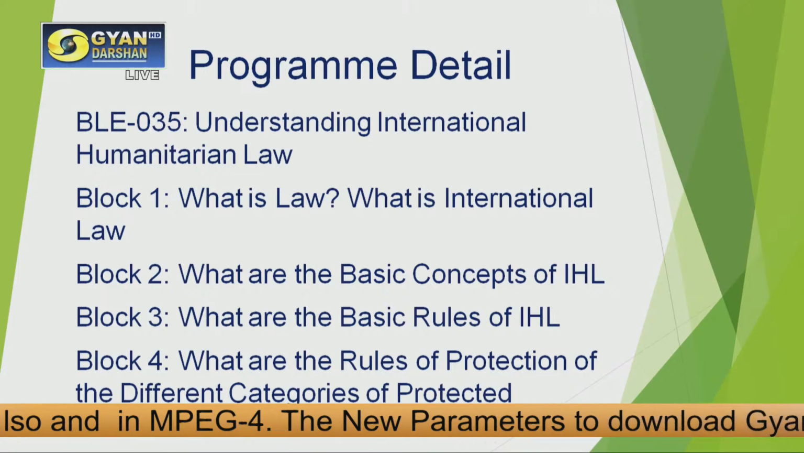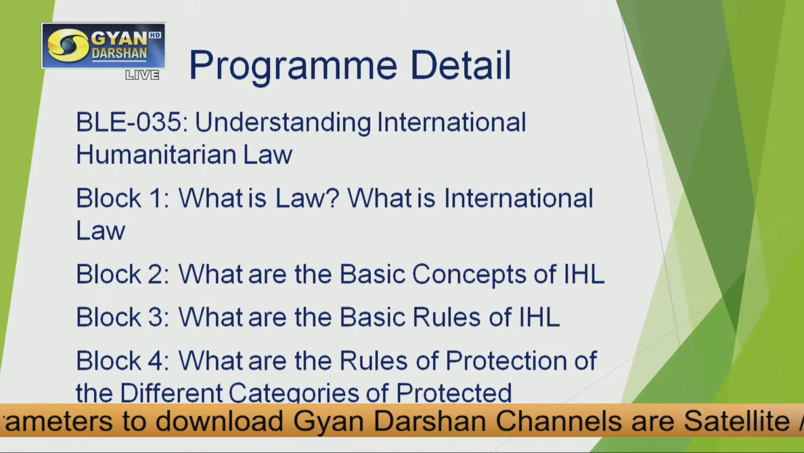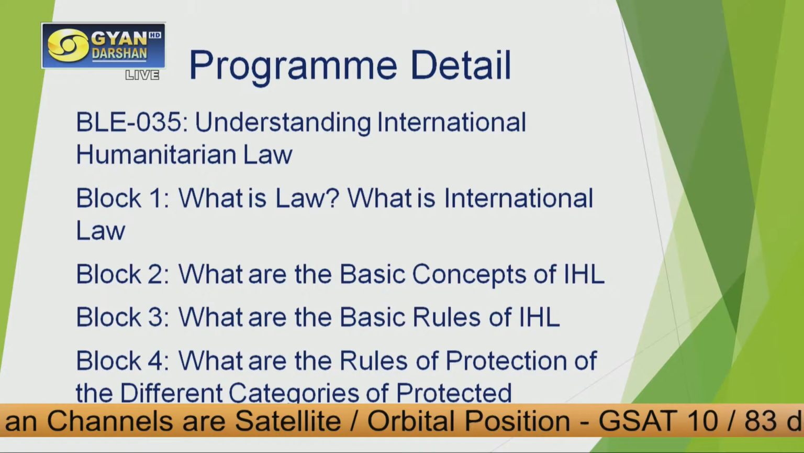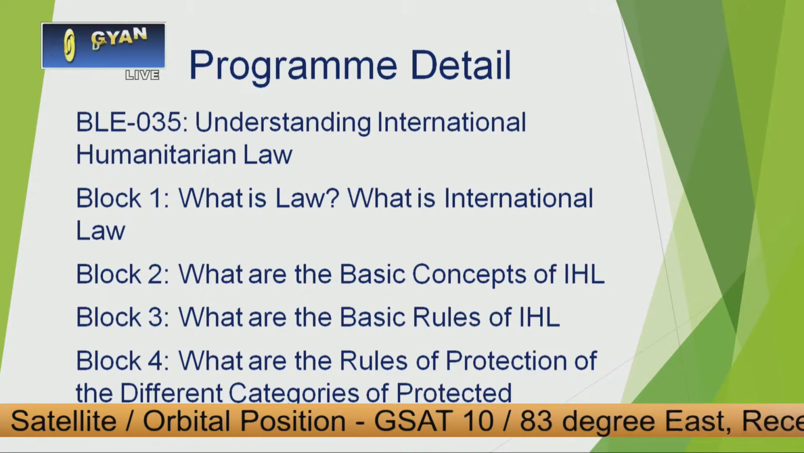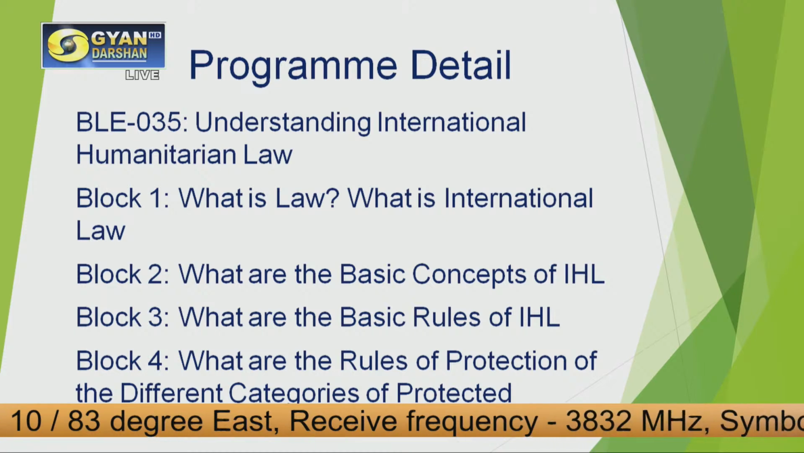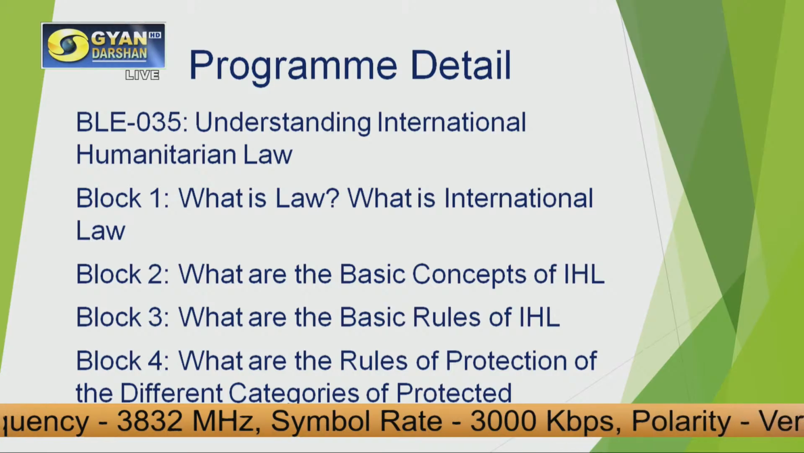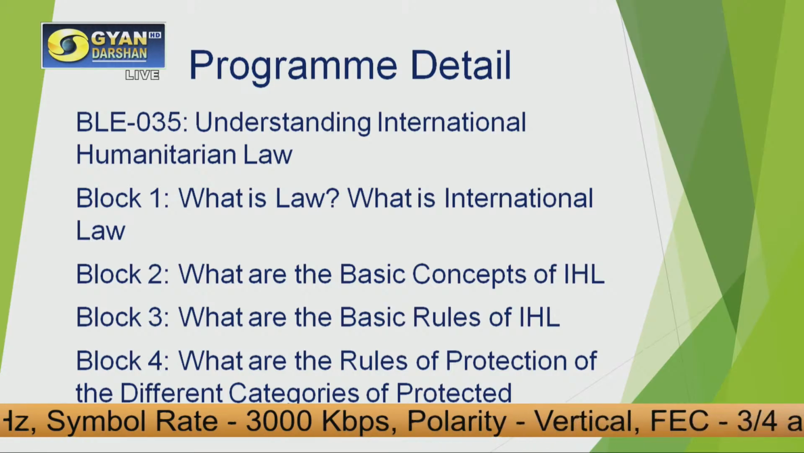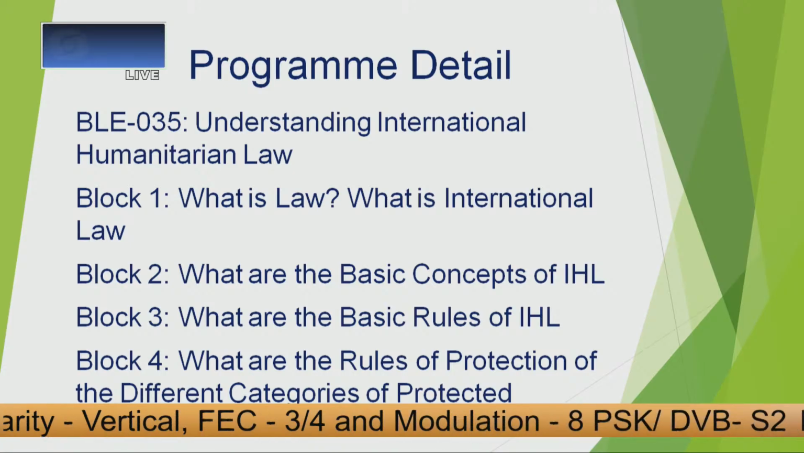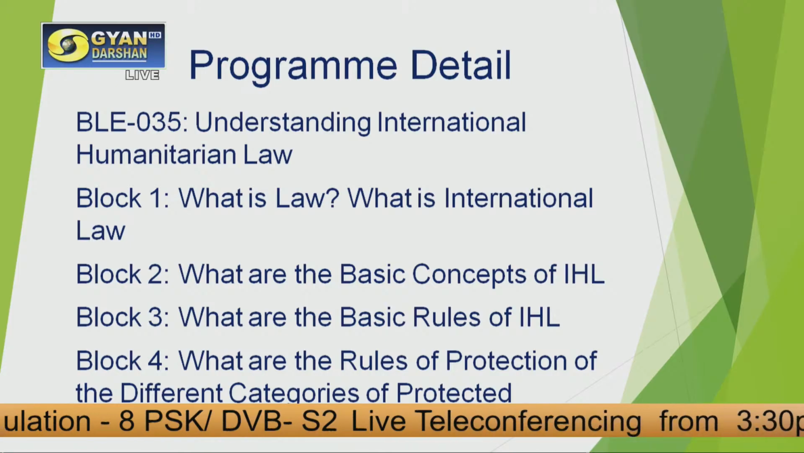Block 2 talks about the basic concepts of international humanitarian law, how it was developed, and what the main principles are, proportionality, distinction, etc. Block 3 covers the basic rules of international law, in which we have covered the 4 conventions which I mentioned, and other treaties also, and the Hague Conventions also we have touched upon, especially the conventions of 1899 and 1907.